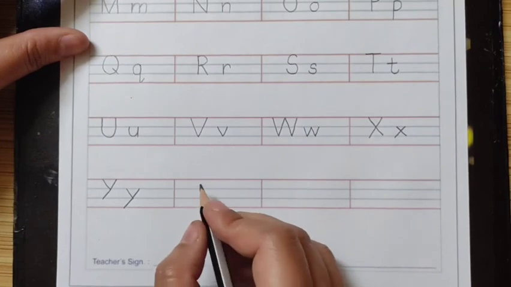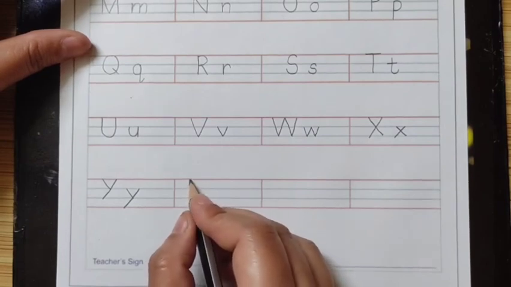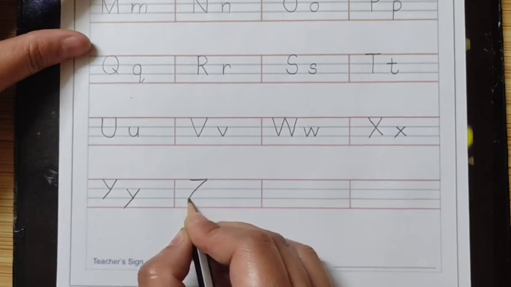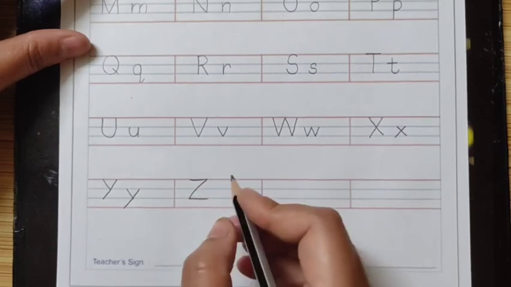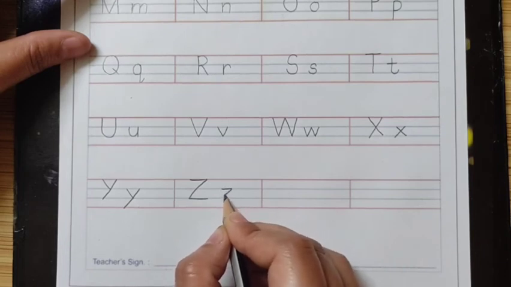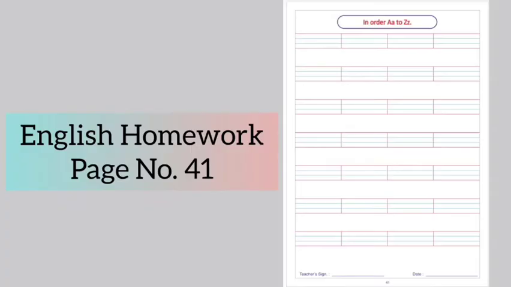Now we will write alphabet Z. From red line make a sleeping line, make a slanting line, and again make a sleeping line. For small z, make a sleeping line, make a slanting line, and again make a sleeping line. Kids, you have to write in order alphabet A to Z in your homework page number 41.